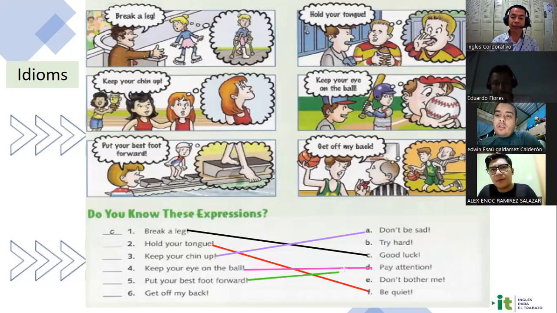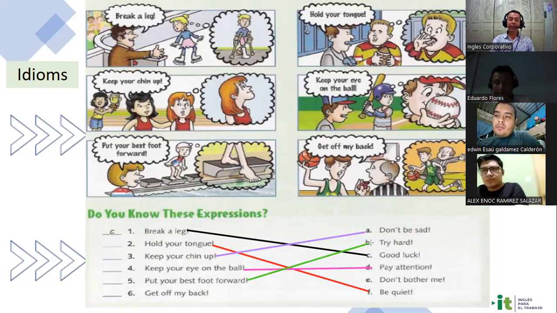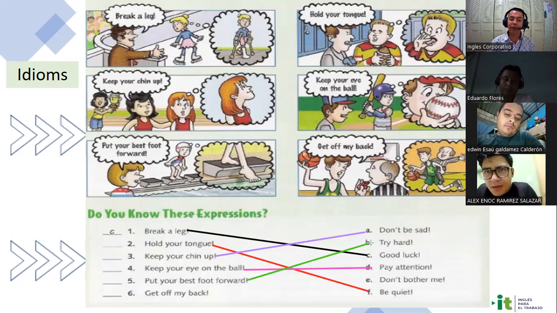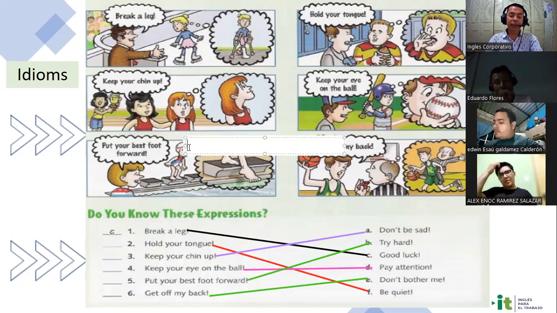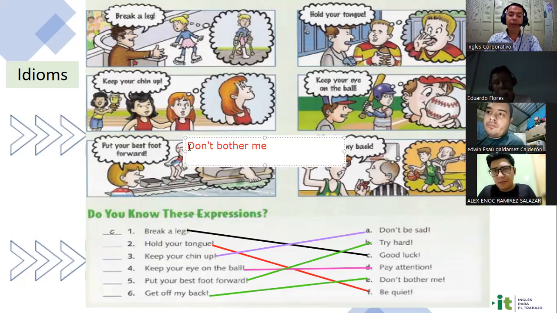Okay, let me see here, right? And finally, get off my back. Get off my back is don't bother me. Bother is a synonym of bug me. For example, you say, no me molestes, right? No me molestes is don't bother me. Or don't bug me. Okay, don't bug me, no me moleste.